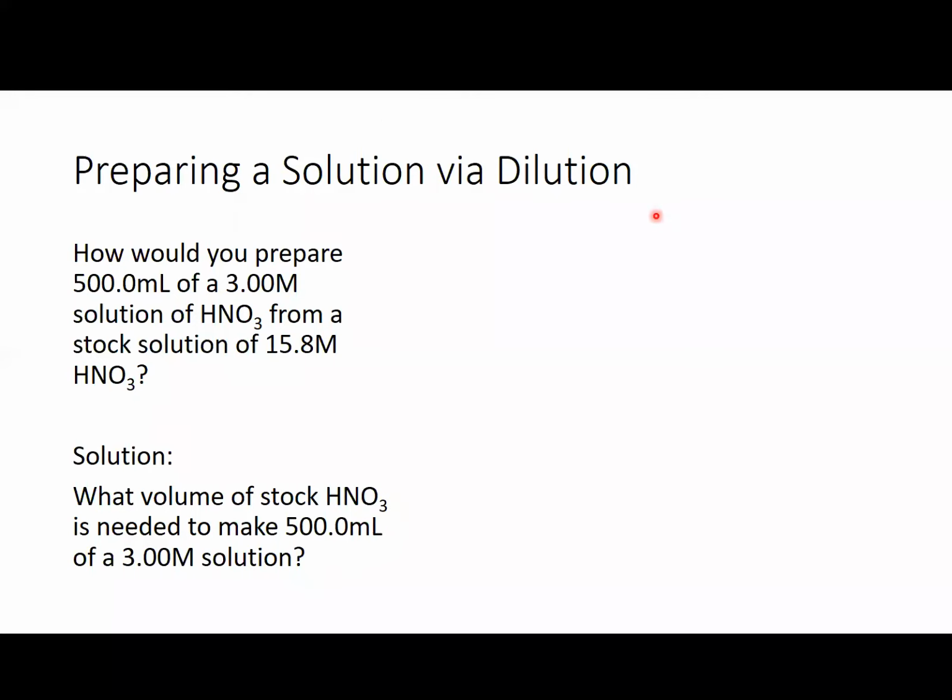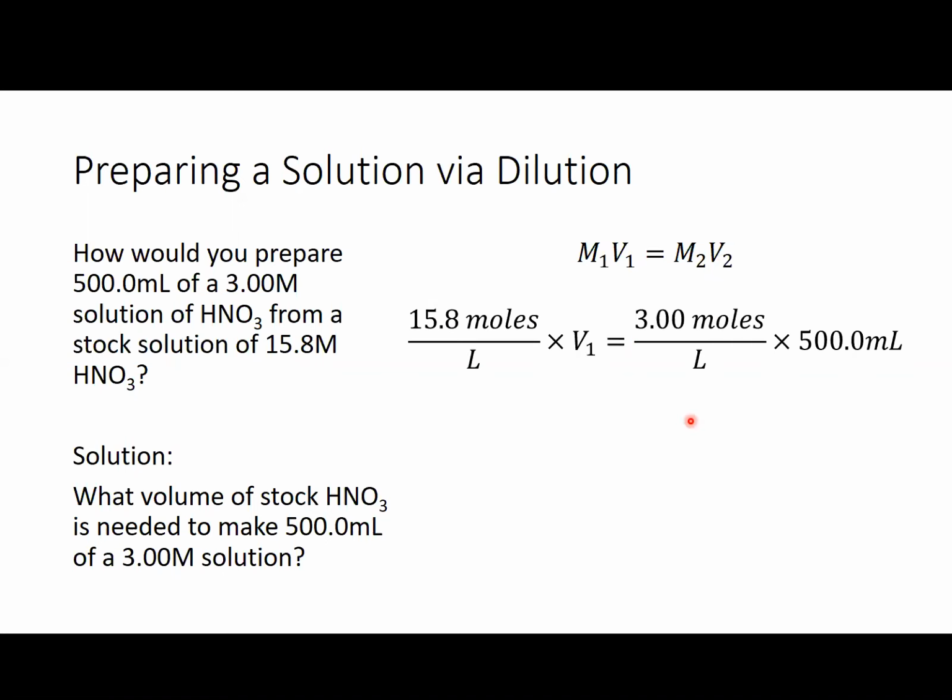Okay, so let's start setting this up. M1V1 equals M2V2. That's an equation that's going to be quite useful for me now, because all the moles I take out of my stock solution are going to be in my final solution. So I don't know what volume I should take out of this 15.8 molar solution. That's the variable I'm trying to find, to make a solution that is 3 molar with a final volume of 500 mL.